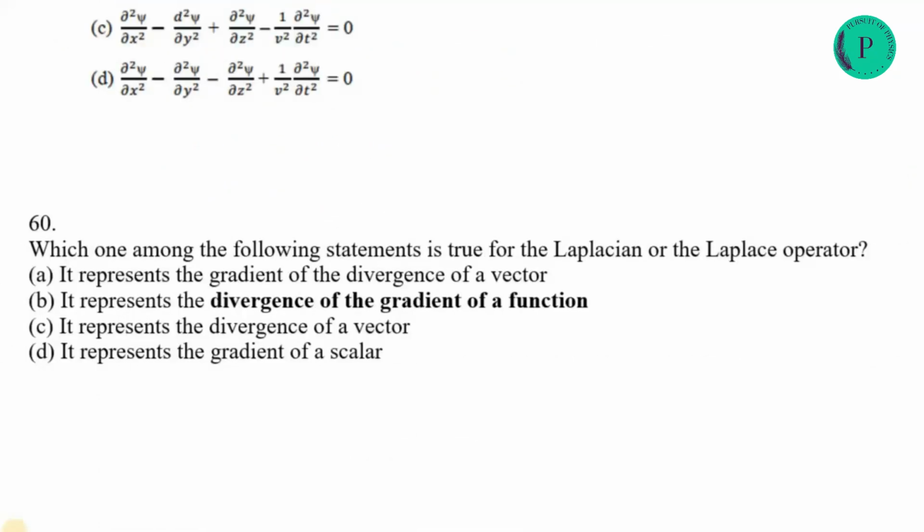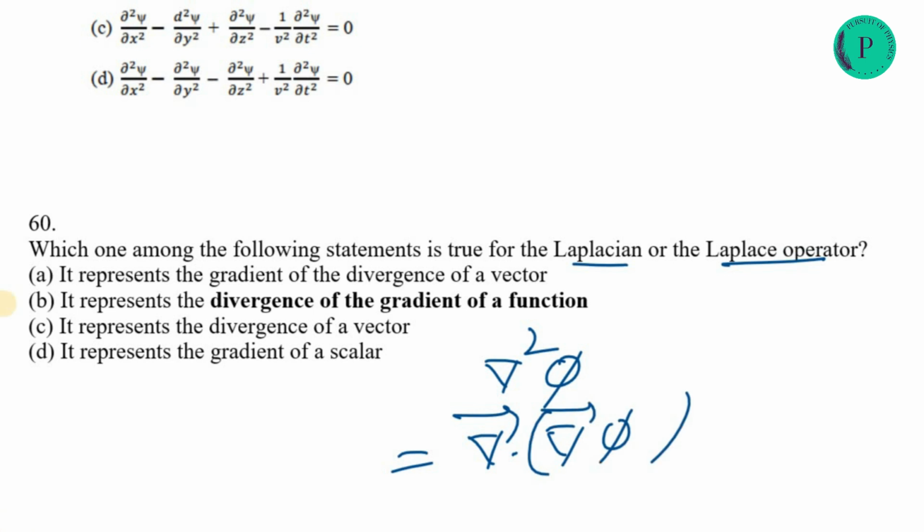So the next question is which one of the following statements is true about the Laplacian and Laplace operator. The Laplace operator is del square phi. Del means it is the divergence of grad phi. So this option is the V.